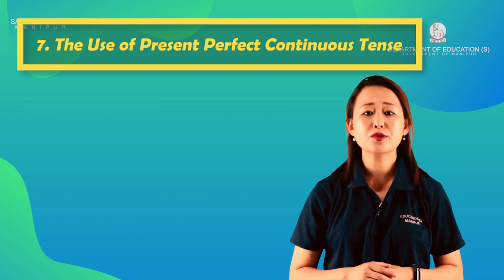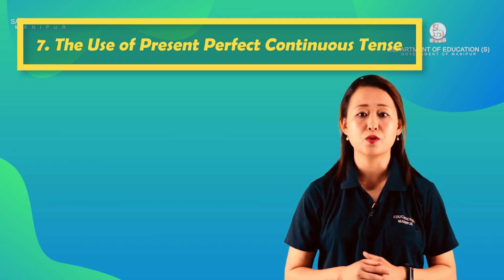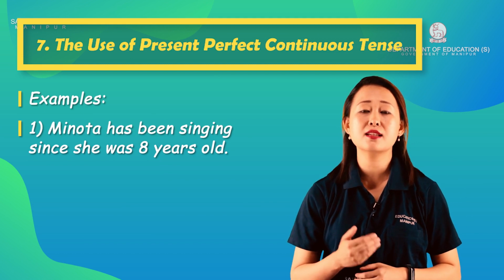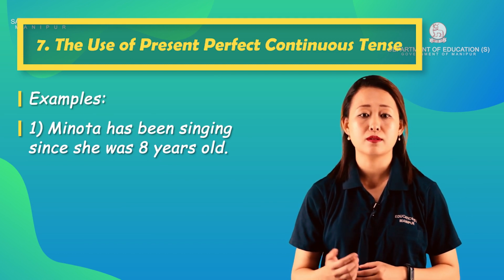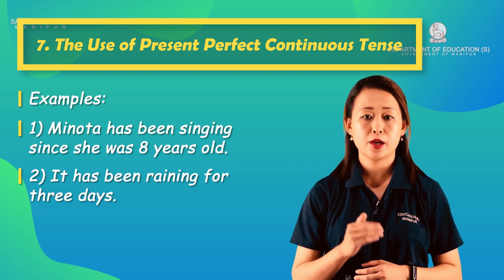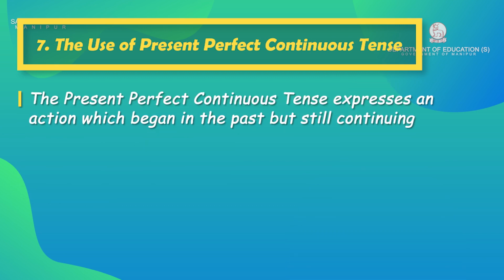Number 7, the use of present perfect continuous. Example, Minota has been singing since she was 8 years old. It has been raining for 3 days. Here, the present perfect continuous tense expresses an action which began in the past but is still continuing.